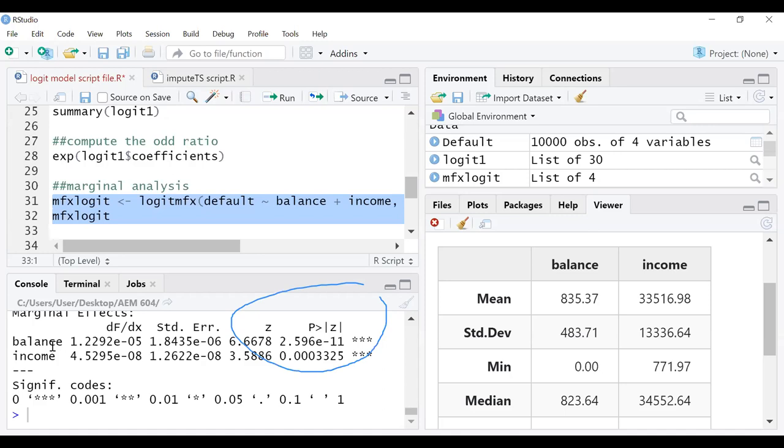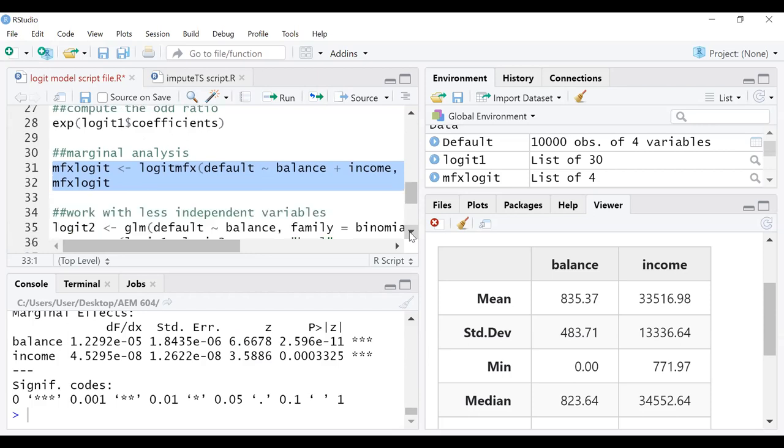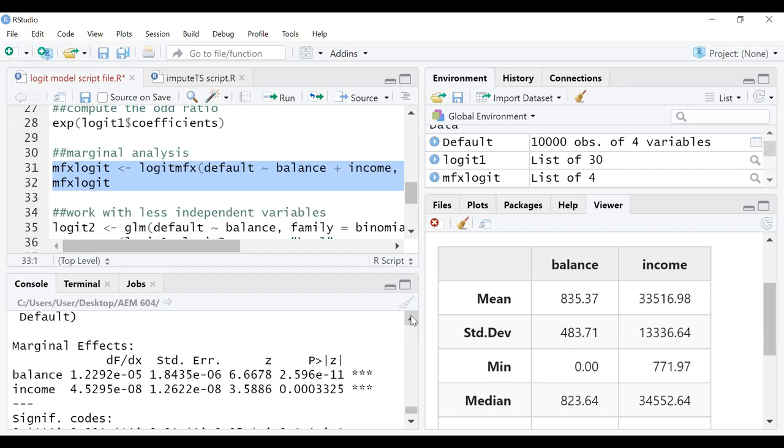Did we get that? I'm waiting for your response. Did you get my explanation? Or do you want to go over it again? Because that's the most important aspect of this class. You must be able to interpret correctly. Yes, can you go over it again, Prof? Okay, I want to take it slowly. Our question is to look at how balance and income, you can see it in this equation, affect the probability that I'm going to default.